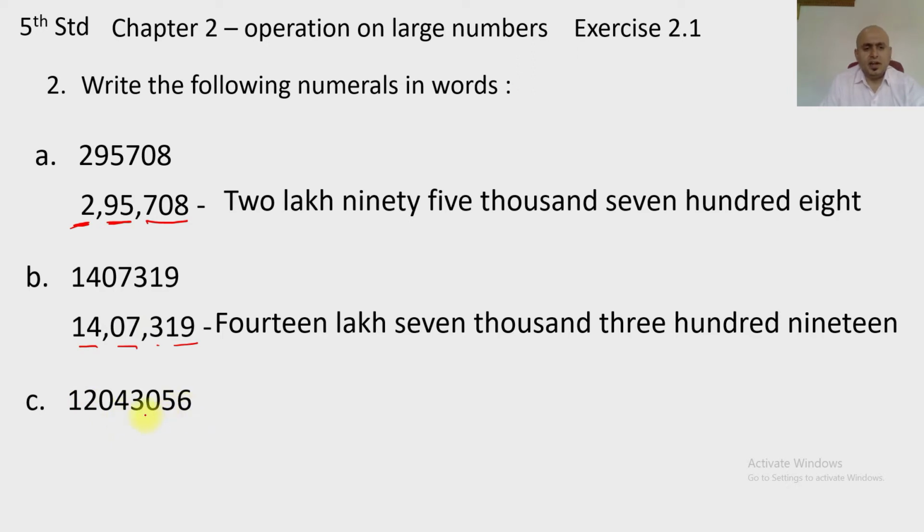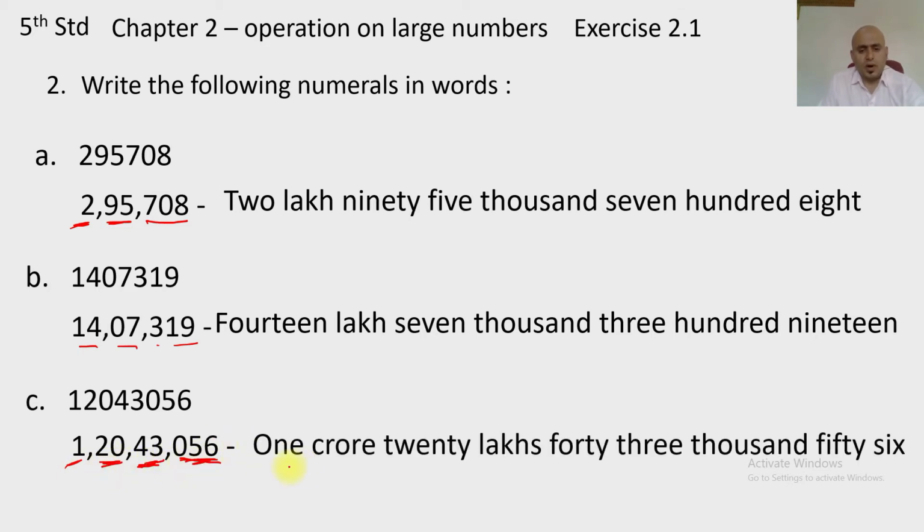12043056. Here let us separate with commas first. That is 1, 20 and 43 and 056. So this is ones place, this is thousands place, this is lakhs, and this is crore. So it is read as 1 crore 20 lakhs 43,056. So 1 crore 20 lakhs 43,056. Okay, next question.